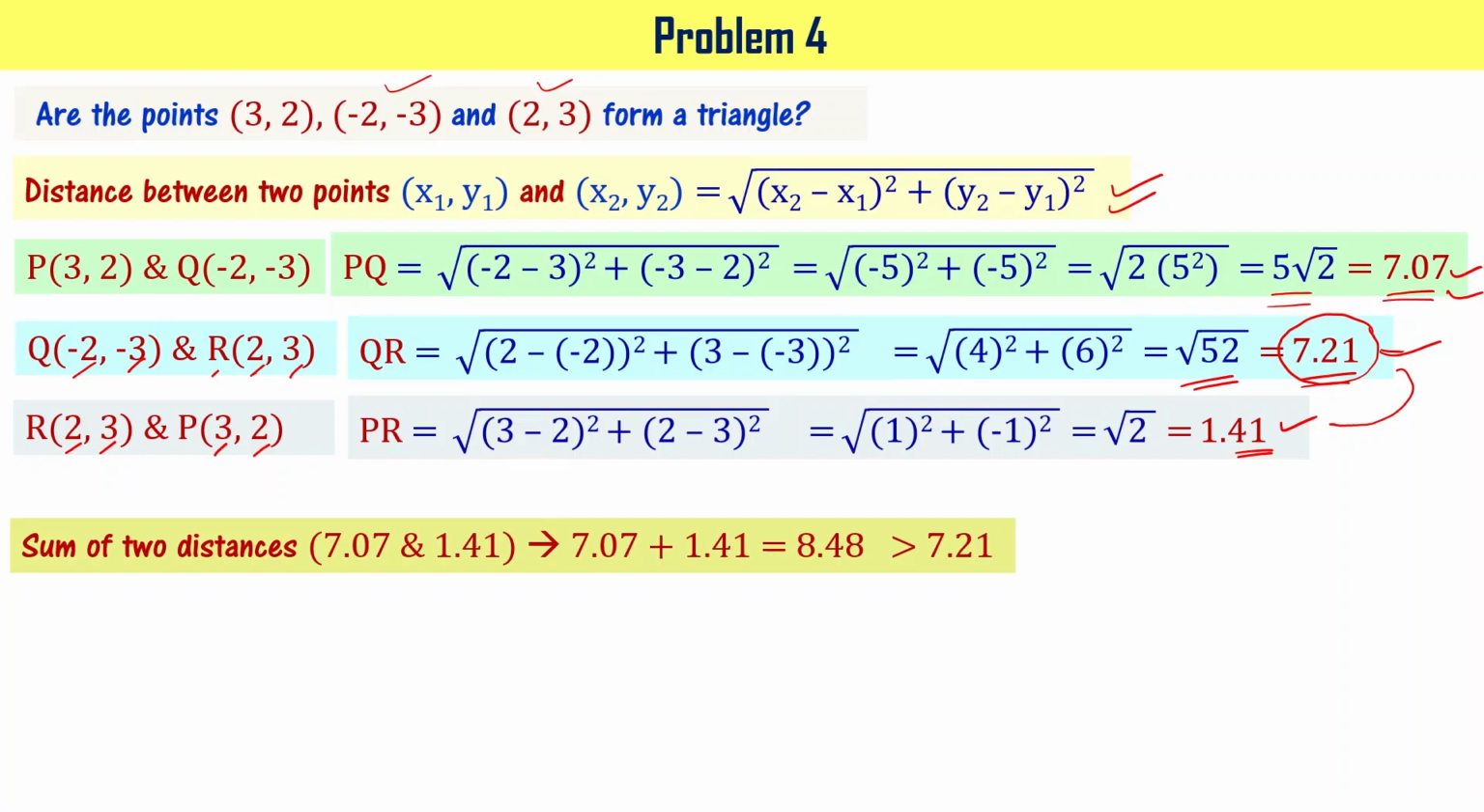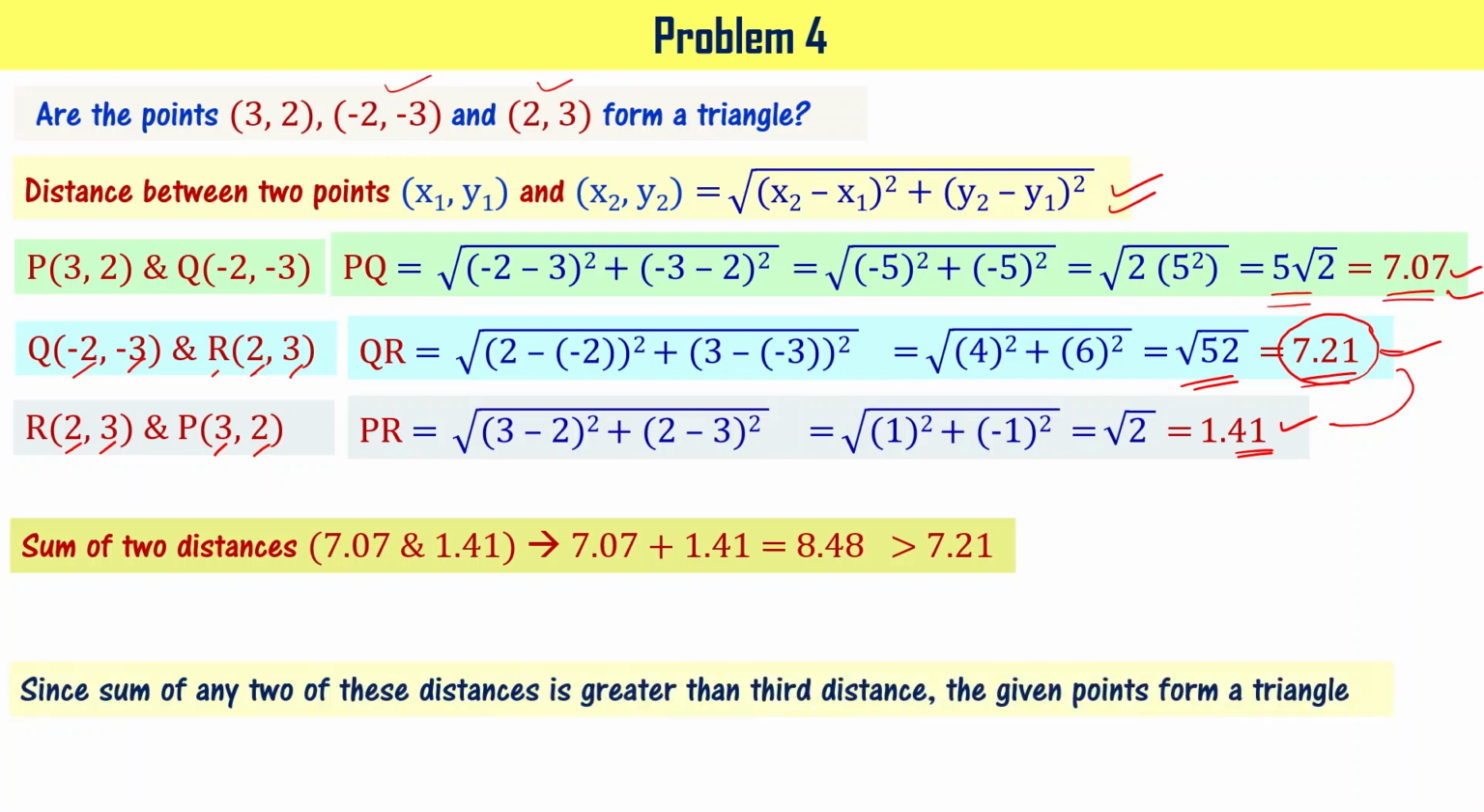It means, since equality is not holding true, or in other words, since the sum of any two of these distances is greater than the third distance, I can say that the given points form a triangle because they are not collinear. I hope you understood the concept.